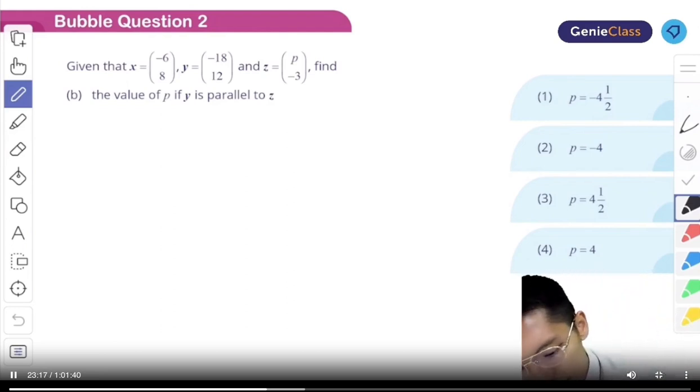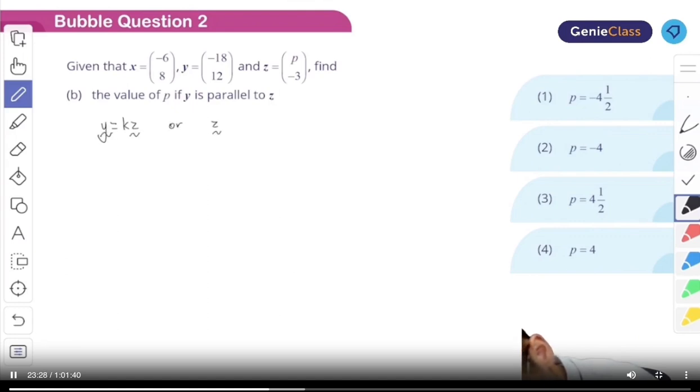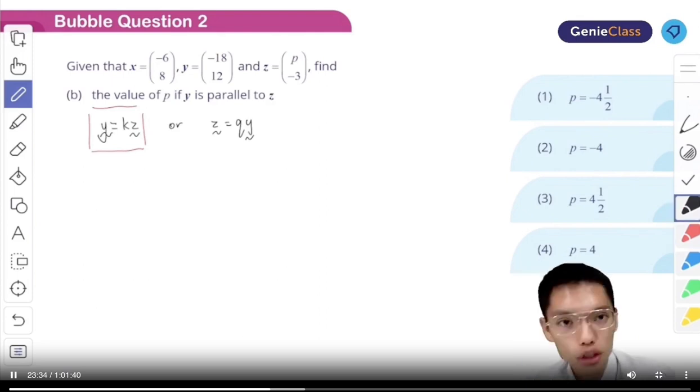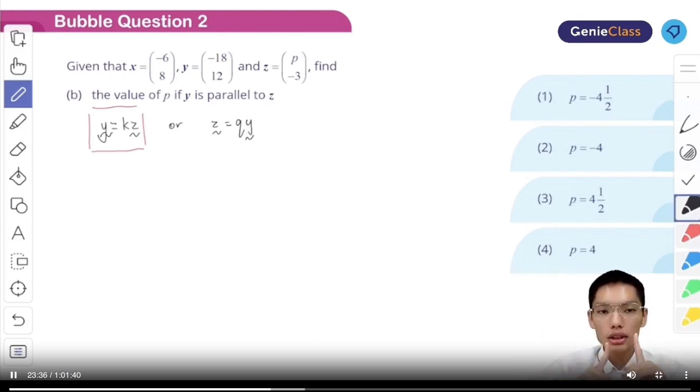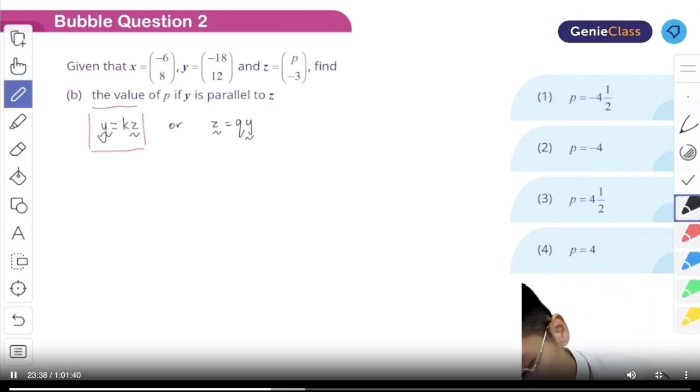Y is parallel to Z. So there are 2 ways you can write it. One, Y is equals to KZ, or Z is equals to KY. But in this case, I will just follow this one first. The other one you can decipher. You should get the same value. Take note, ultimately, we are not solving for the value of K. We want the value of P.